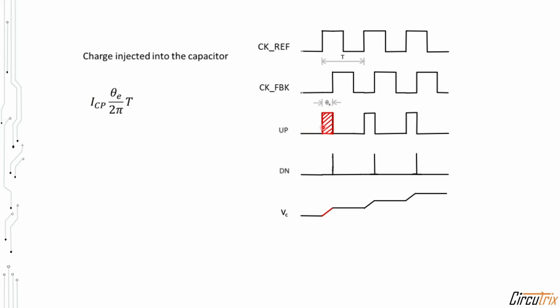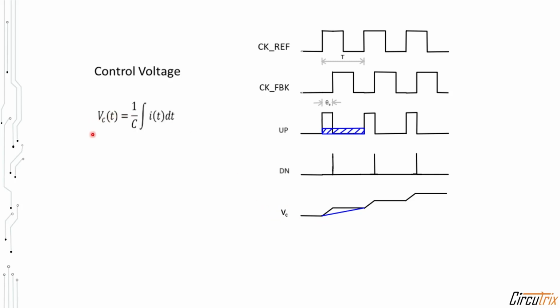We distribute this charge over the entire period T. So we have to calculate the average current, we have to divide this charge by T. So then we have the average current for every cycle. By integrating this average current with respect to time with a slope of 1 by C, we will be getting the control voltage.